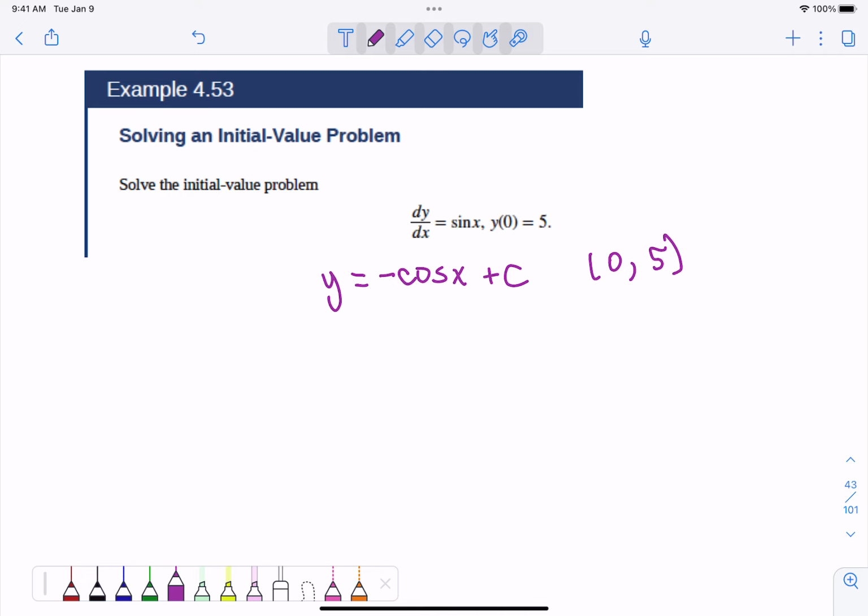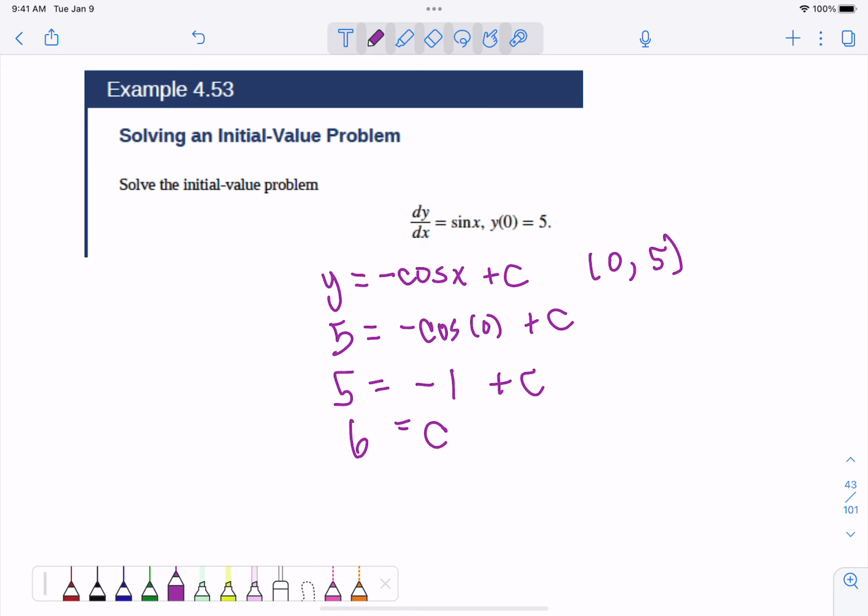And we're going to plug in 0, 5, and we're going to find the c. So our y value is 5. Our x value is 0. The cosine of 0 is 1. We're going to add 1 to both sides, and we find that our c value is 6. To solve then for the original function precisely, we could say that y is negative cosine of x plus 6.